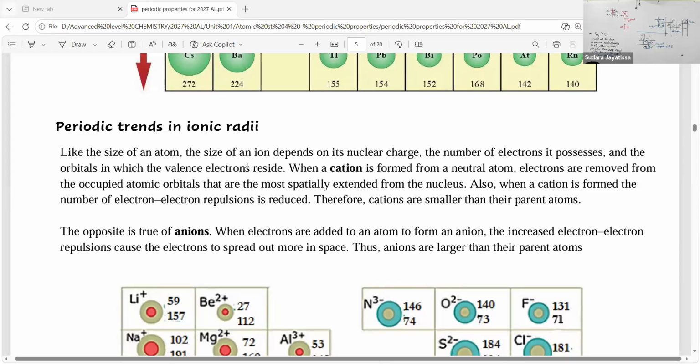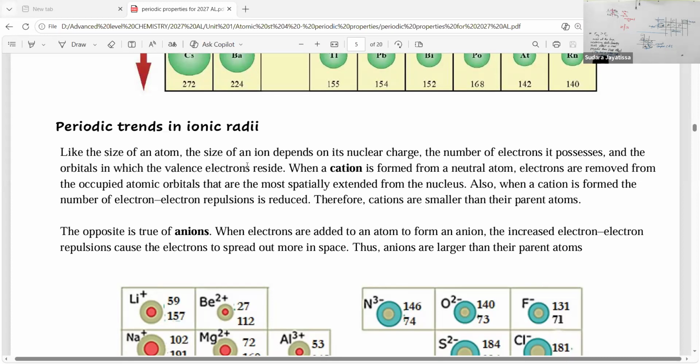Okay, so now what is the conclusion? They are telling us the cations are smaller than the parent atoms. Who is the parent atom? If the oxygen atom is the parent atom, the cation is oxygen plus. Sodium is the parent atom, sodium plus is the cation, like that. So cations are always smaller than the parent atom because of those two factors.